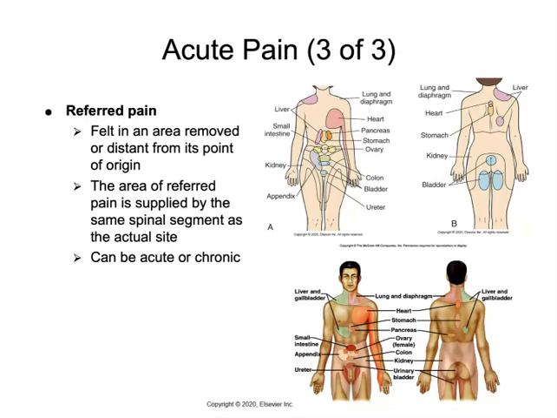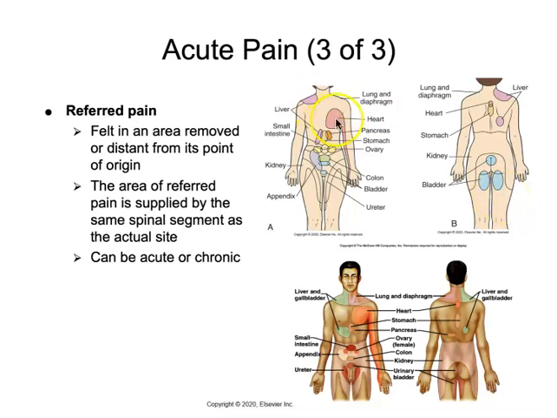This is a pain that's felt in an area that is removed or distant from the origin of where the damaged tissue is, where that actual pain should be. And so the area of referred pain is supplied by the same spinal segment as the actual site. And that's why we see this traveling of it. And it could either be acute or chronic. There's a couple of examples that you may see highlighted around here.